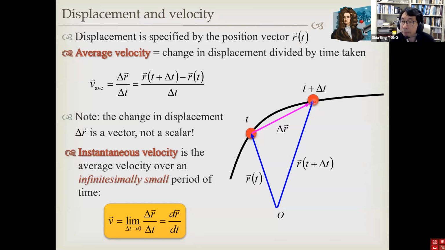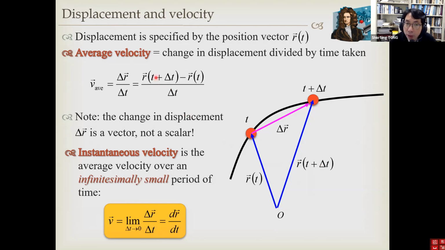And at a later time, at time t plus delta t, which is a small time later, the position of the particle has changed, right? So this is the new position. We draw a vector from O to that new position, and we call this vector r(t plus delta t), because this is the position of the particle at time t plus delta t, where delta t is expected to be a small time. We eventually will let delta t tend to 0.